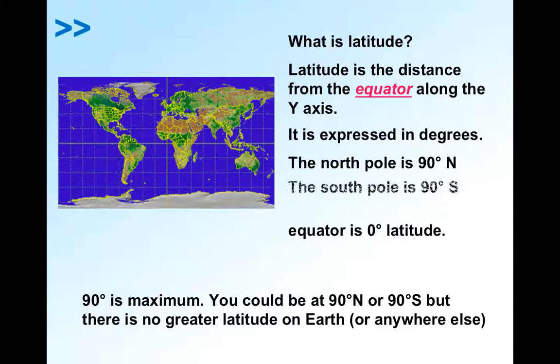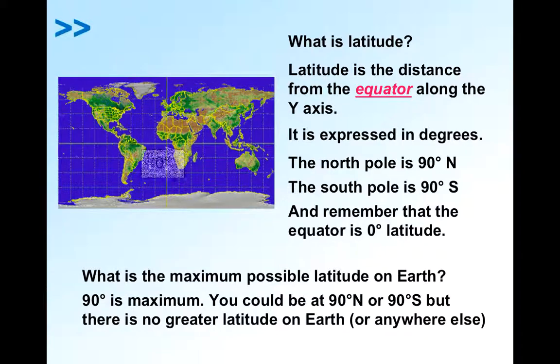The North Pole, way up at the top, is at 90 degrees. The South Pole is at 90 degrees south. So we have 0 degrees is the equator. Then we have 90 degrees south all the way at the bottom and 90 degrees north all the way at the top. So what's the maximum possible latitude on Earth? 90. You can never be at over 90 degrees north or 90 degrees south, because then it starts over on the other side.